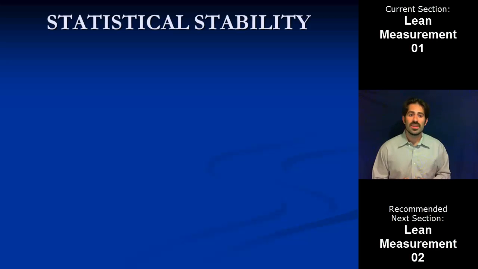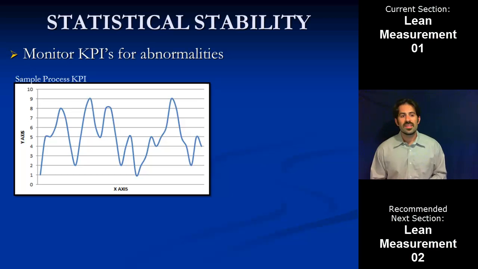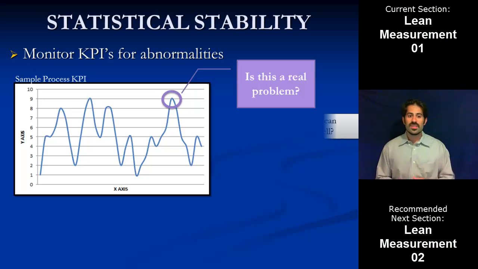And then the last thing we're going to hit on is this idea of statistical stability. And what that really means is, how do we monitor our KPIs to find an abnormality? Is that spike we see in the chart really a problem? Or is that something that's just going to happen from time to time with variation, given the way our process runs normally?